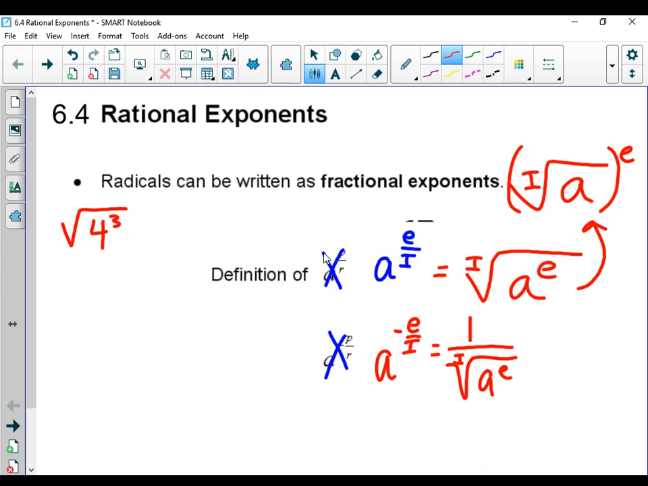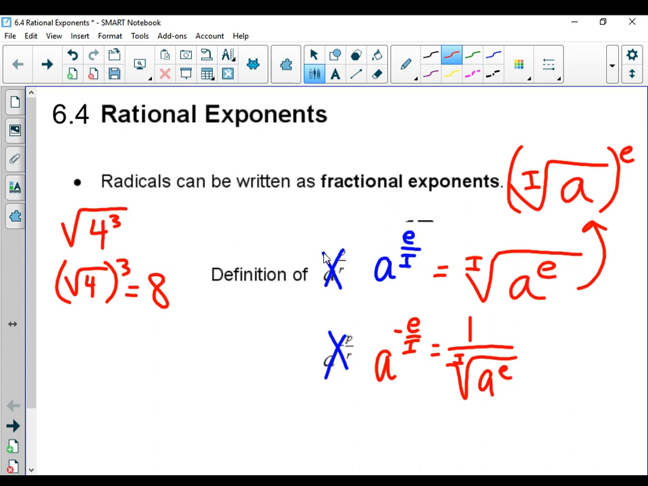So if I did 4 times 4 times 4, and then I took the square root of that, I would get the same answer as if I found the square root of 4 cubed. In other words, I should get 8. Those mean the same thing. I can have that exponent on the outside or the inside.